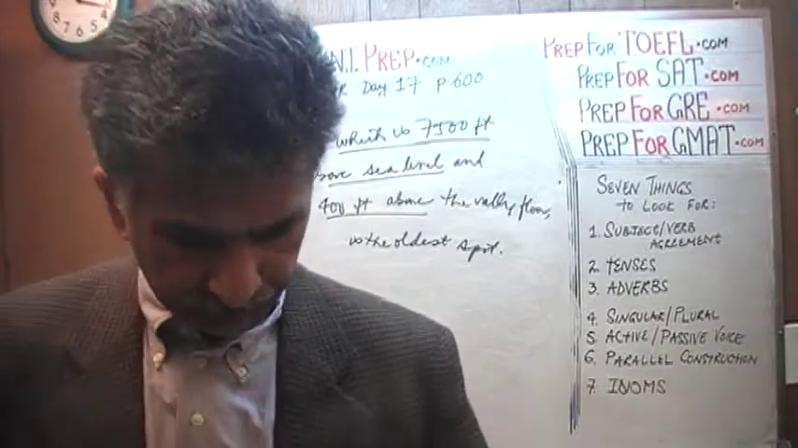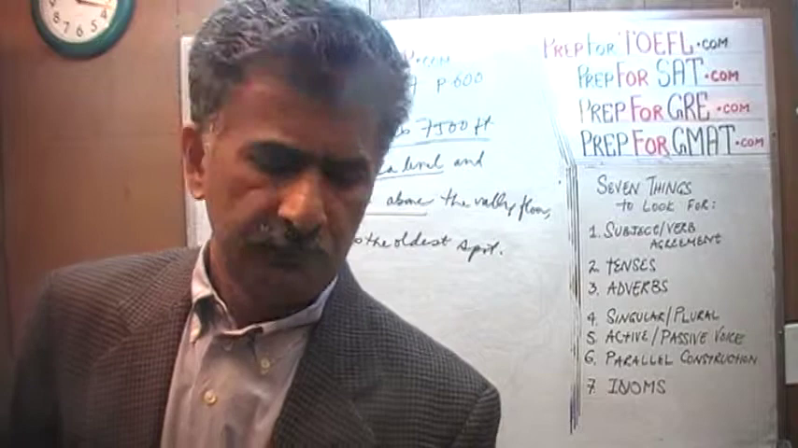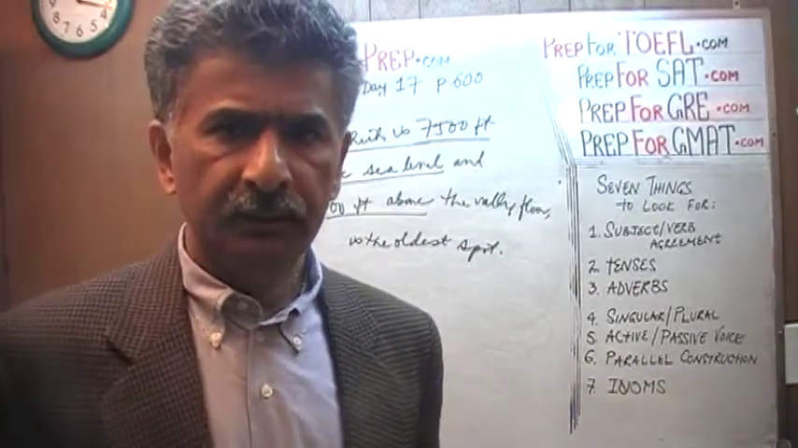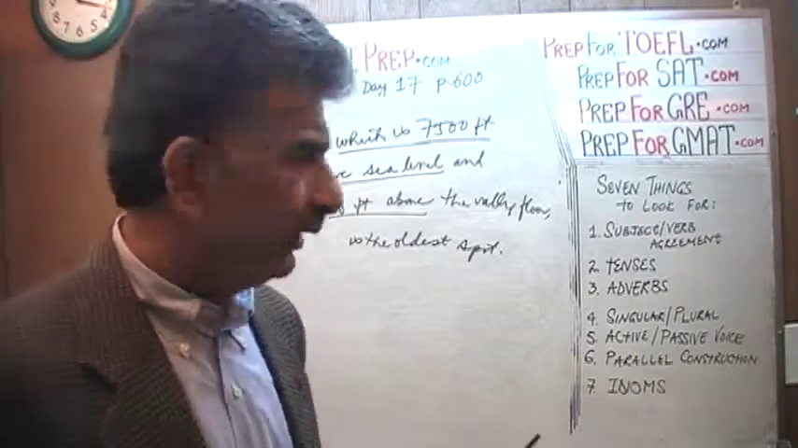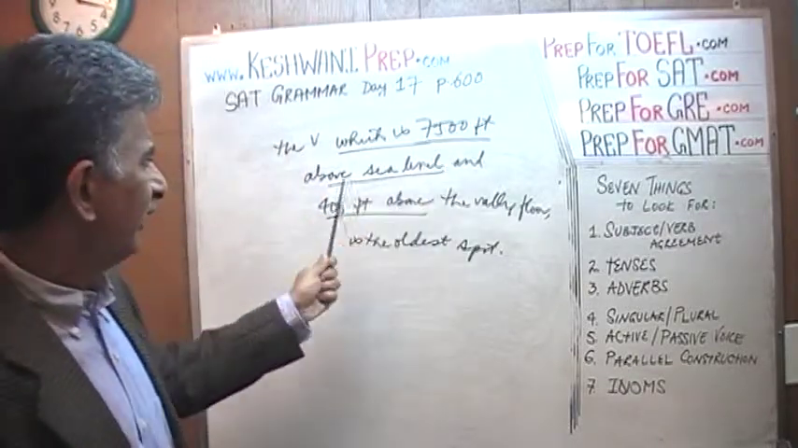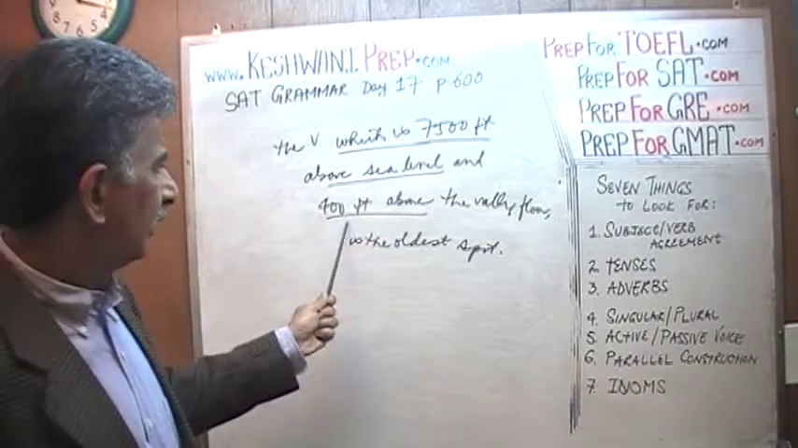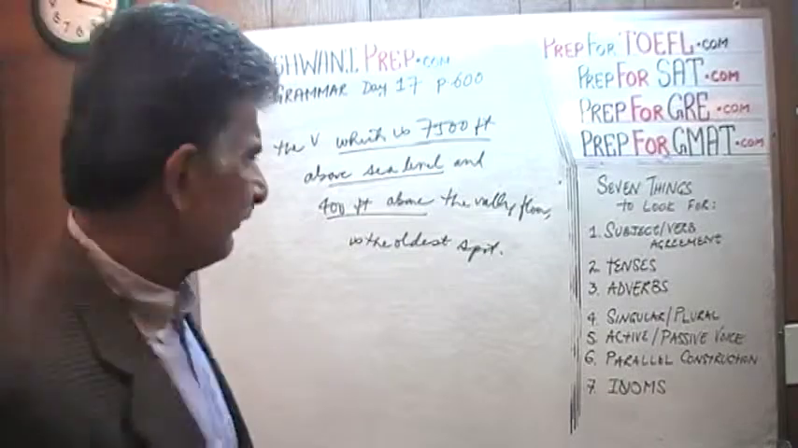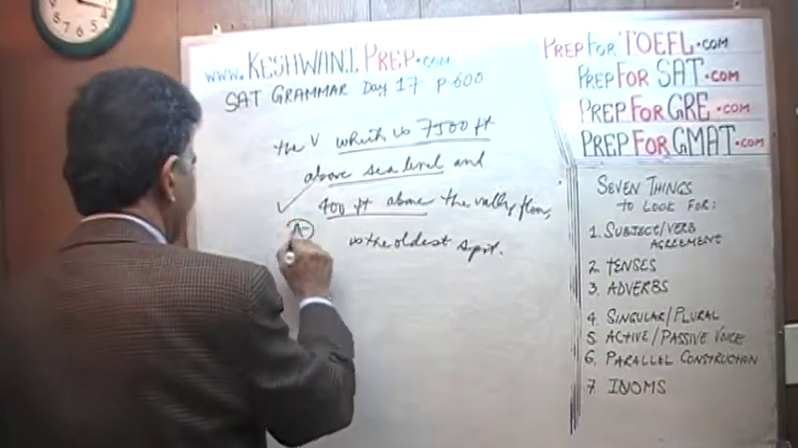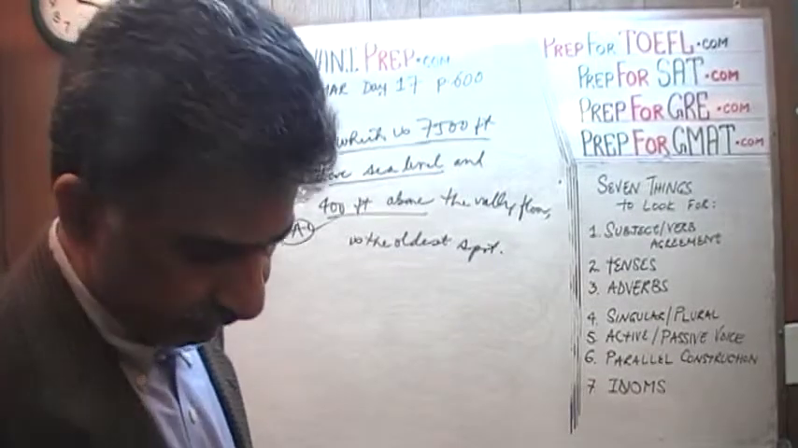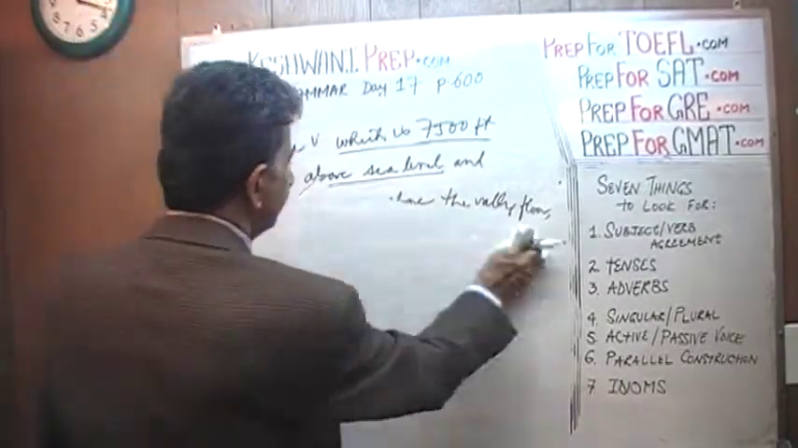The answer is, one does not. It's a beautifully written sentence. There is absolutely nothing wrong with it. There are no grammatical errors in it. It says the village, which is 7,500 feet above the sea level and 400 feet above the valley floor, is the oldest spot. It's fine the way it is. The answer is A. It doesn't require any fixing. Let's go on to 8.